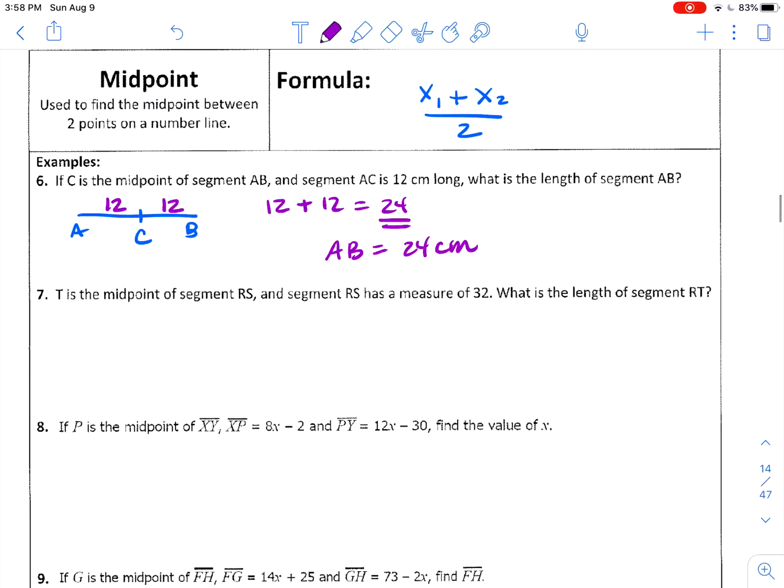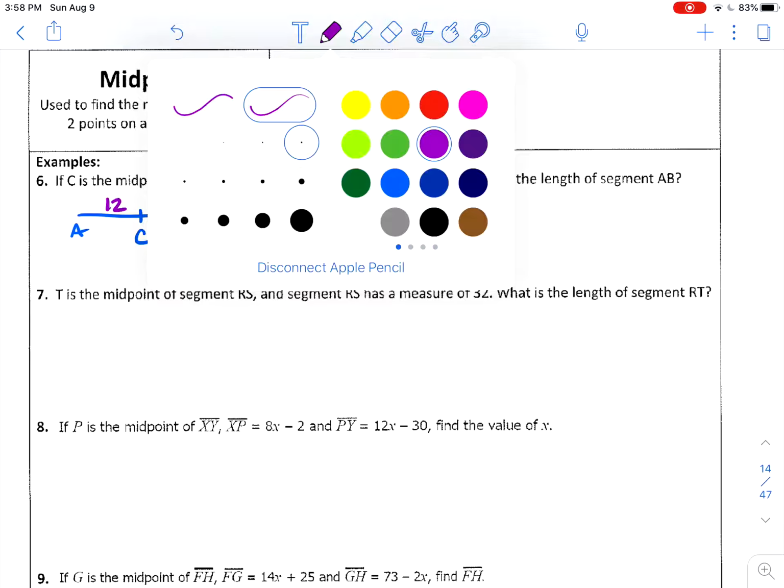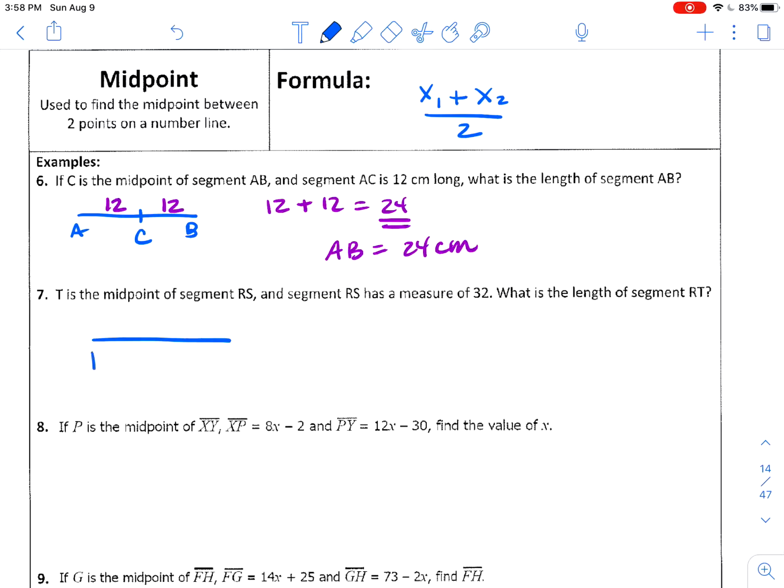Number 7, T is the midpoint of segment RS. So let's start by drawing the picture. Here's R, here's S, and we've got T exactly in the middle. RS has a measure of 32, so we know the whole thing is 32.